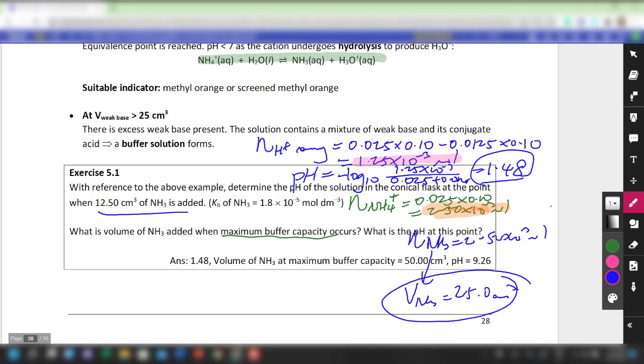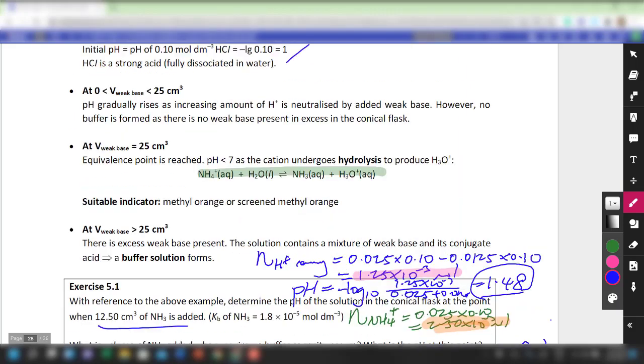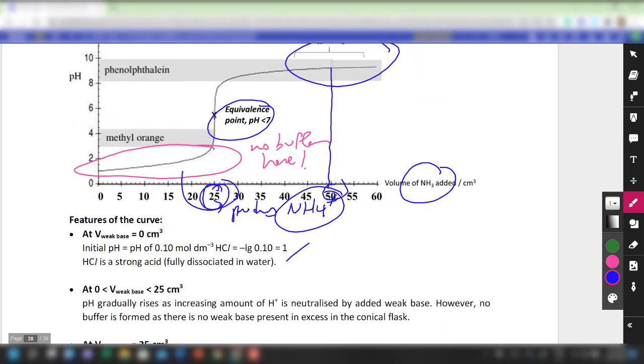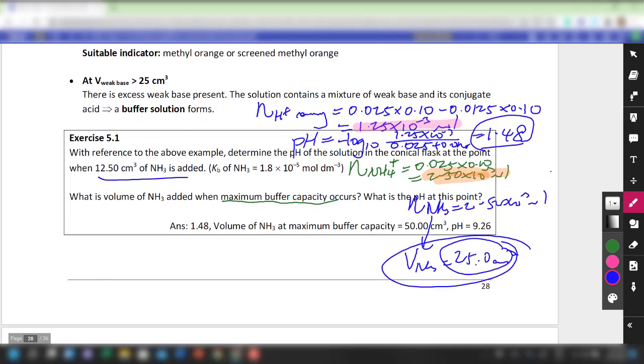Okay, and the total volume involved after adding 25.0 will be 25.0 plus the initial amount of ammonia which I've added. So that will be 25.0 plus 25.0, and I will get 50.0. I think this question might not be so clear. What it wants to say is, what is the total volume of ammonia I need to add from the start, not after the equivalence point. So from the start, I will add 25 to reach the equivalence point, a further 25 to reach the maximum buffer capacity, so the total volume is 50.00.